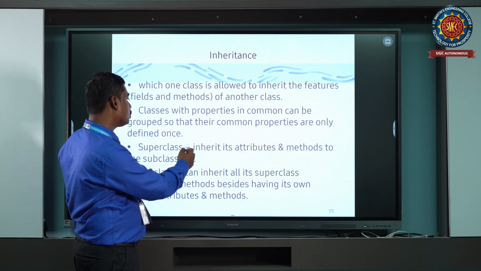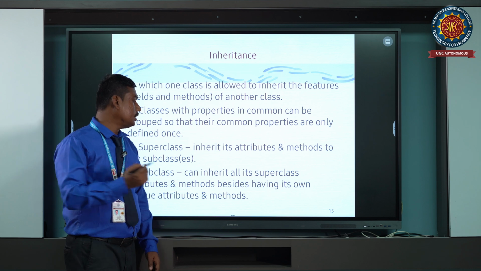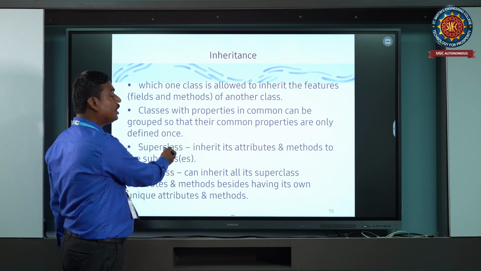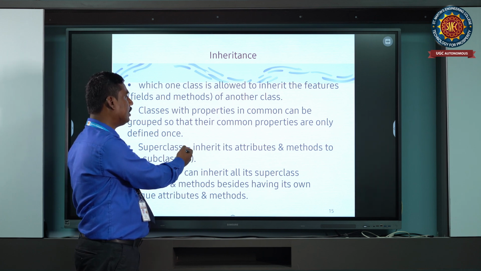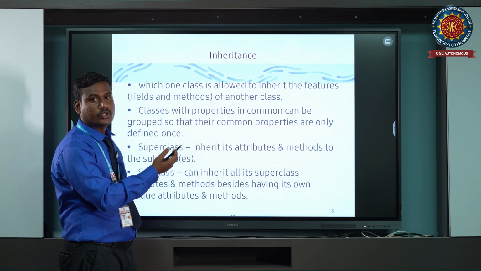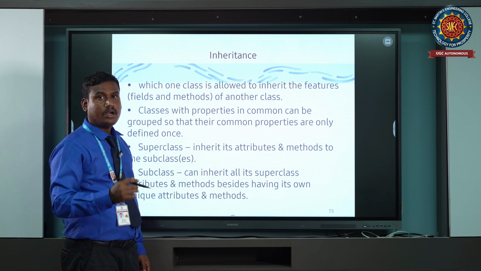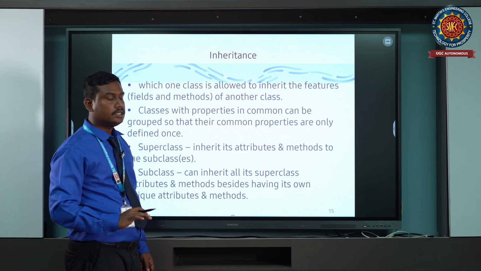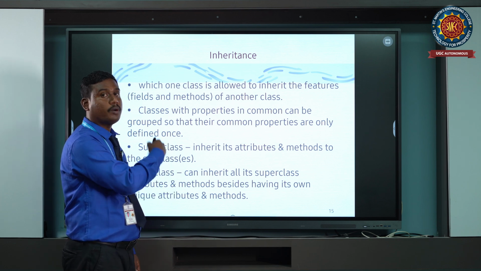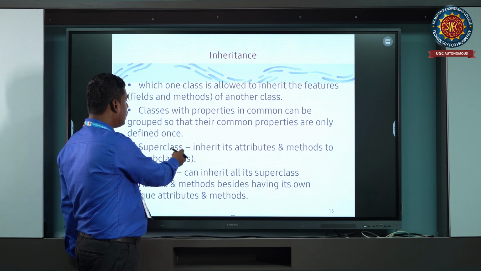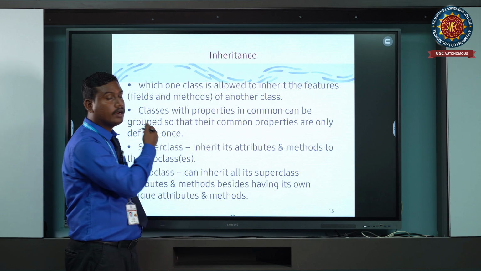It inherits all of its superclass's attributes and methods, besides having its own unique attributes and methods. We have two classes: one is the superclass, the next one is the subclass. The superclass is called the parent class, and the subclass is the child class. The superclass, as a parent class, has its own attributes and methods that will be executed automatically. The child class has its own attributes and functions, but it is also possible for the child class to access the parent class's data and functions. That is the main advantage of inheritance.